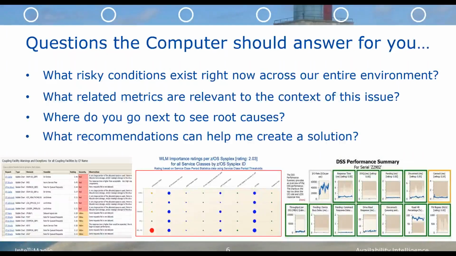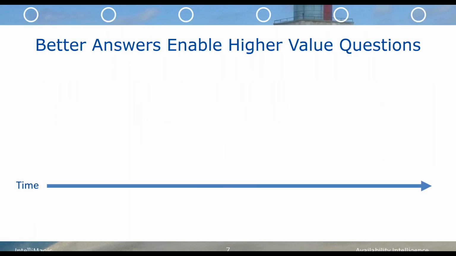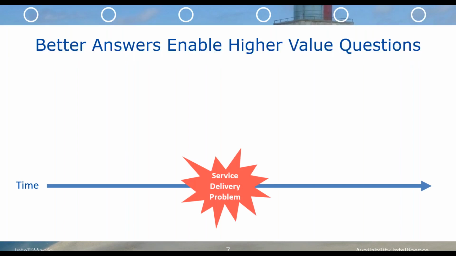So including the recommendations has been very powerful for our users as well, to understand why this is an issue and what I should look at in order to create a solution to remove this particular bottleneck or issue. So, if you want to get to better answers, one of the things you're going to achieve is being able to ask higher value questions.